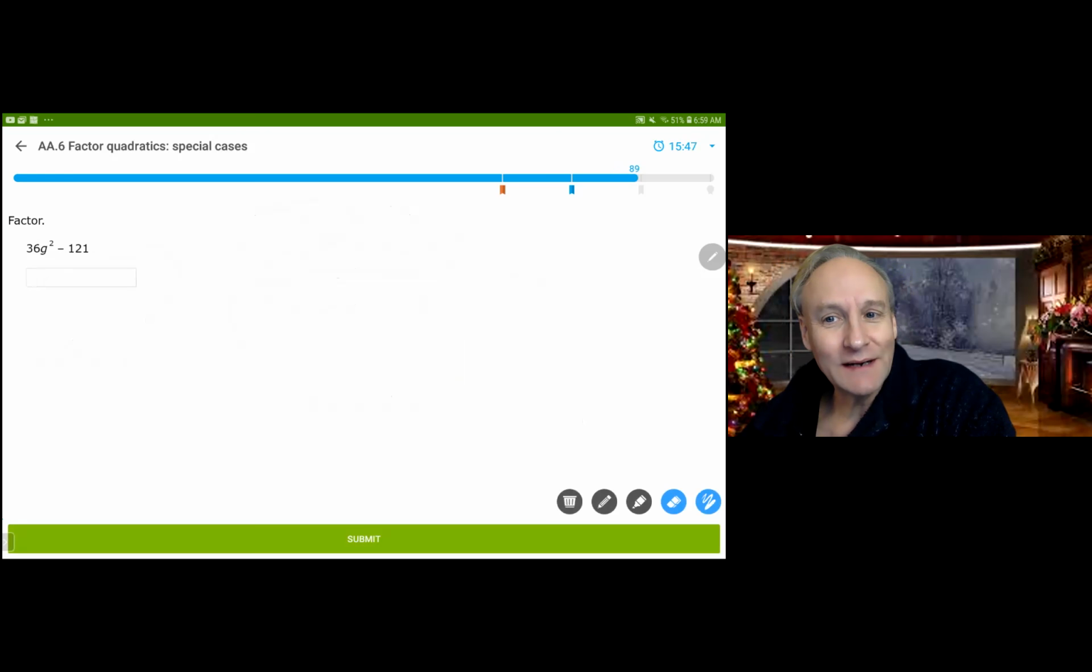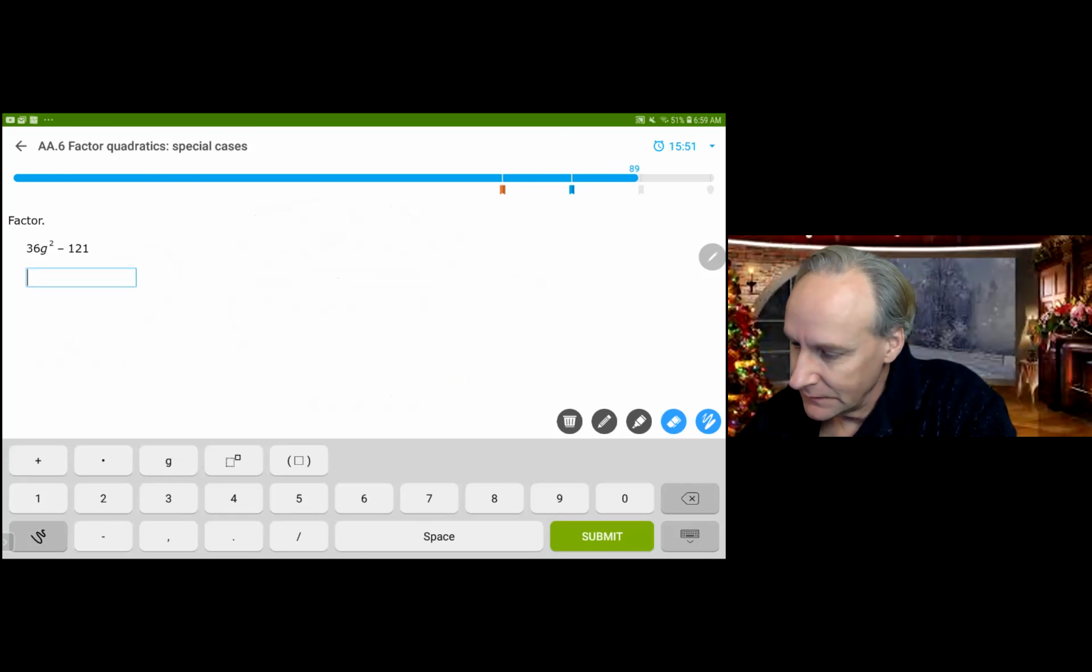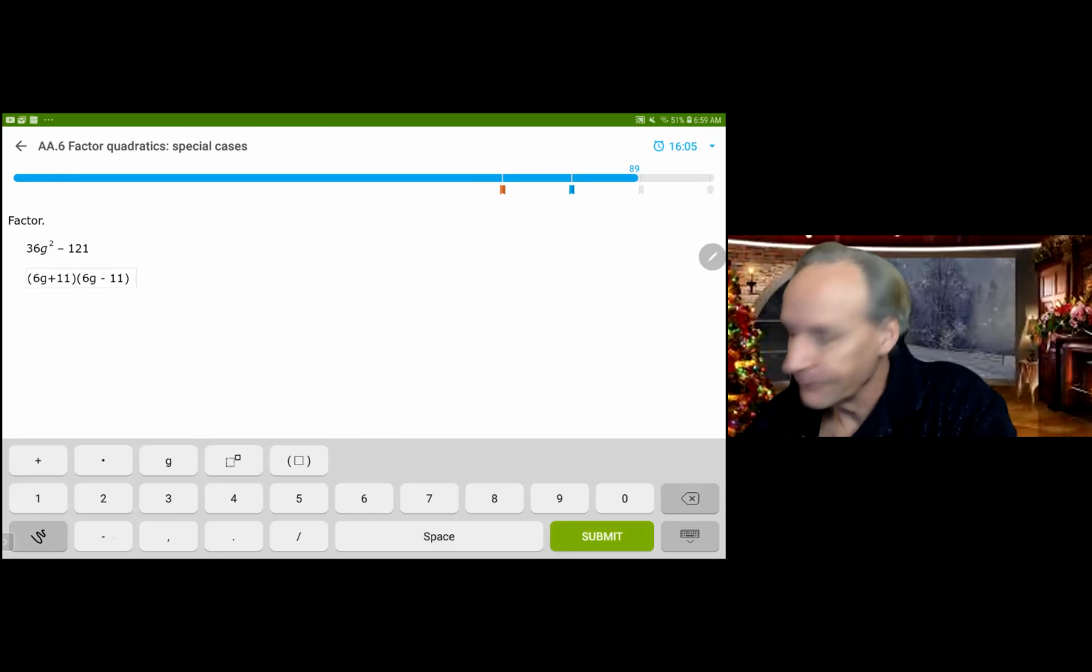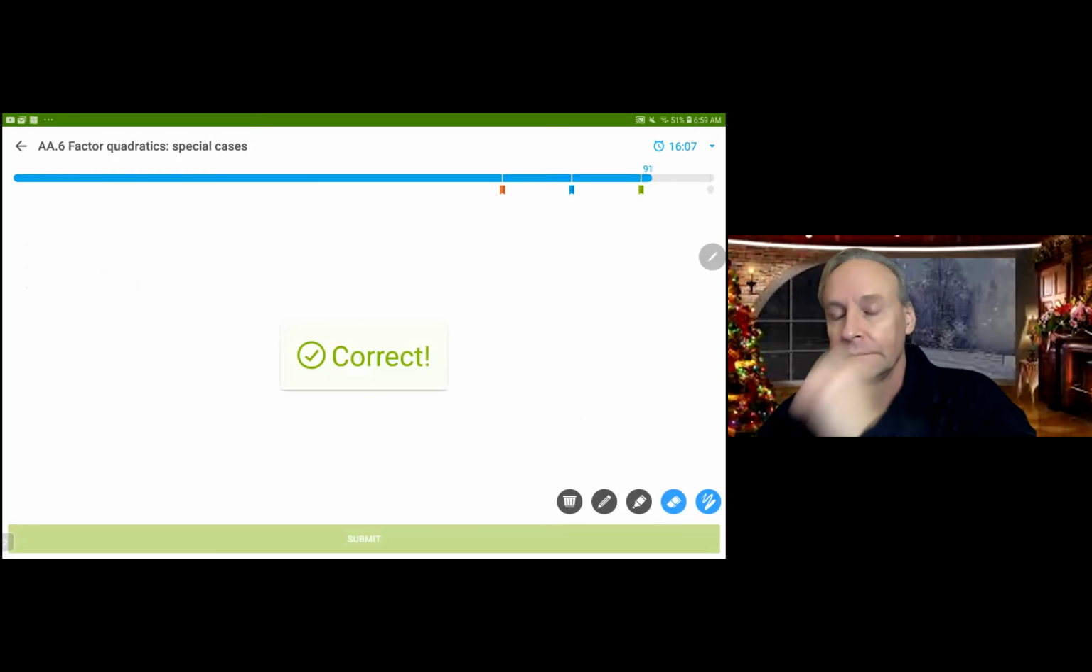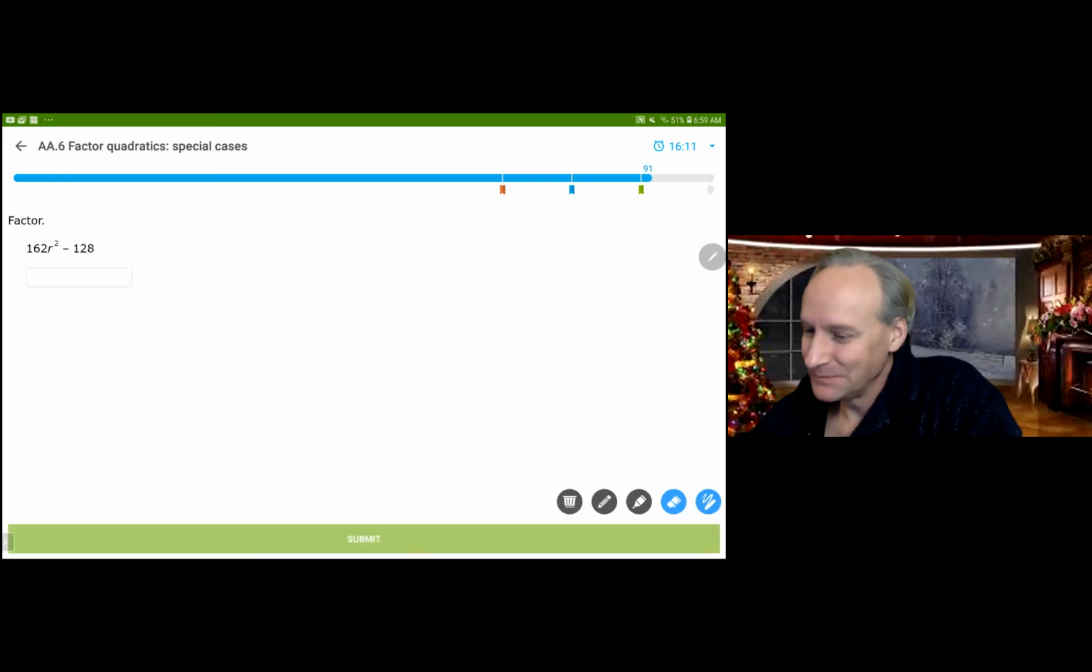Okay, a difference of squares, 6g and 11, huh? 6g plus 11, and come on, 6g minus 11. Looks good. Okay, this one went pretty quick.